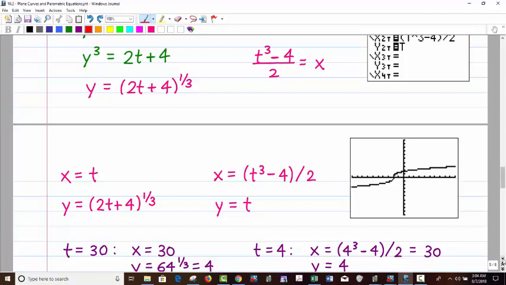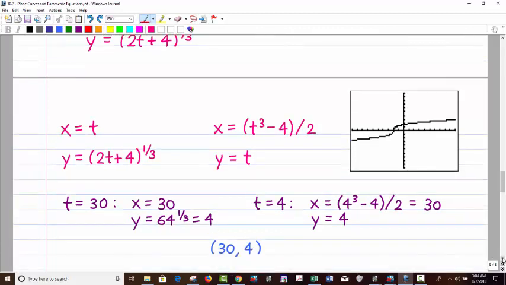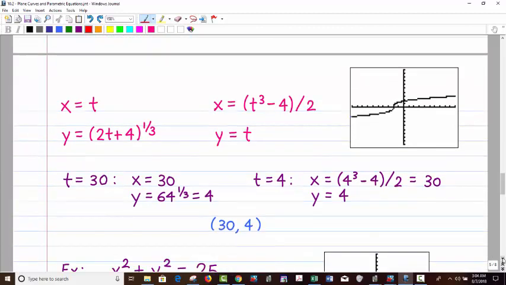For example, for this first pair, if I put 30 in there, I'll get x equals 30, and then I'll get the cube root of 64, which is 4. So for the one on the left, when t equals 30, you have the point (30, 4). For that other equation to also be correct, it must have a value for t. It does not have to be the same value that will generate the point (30, 4).